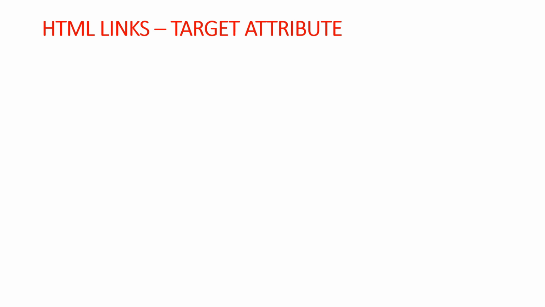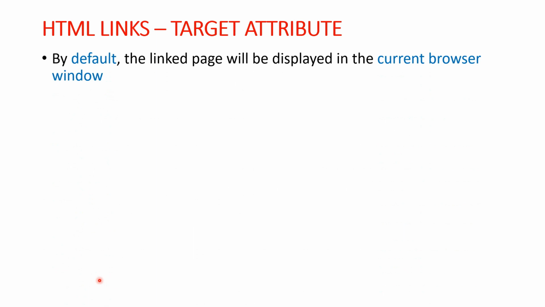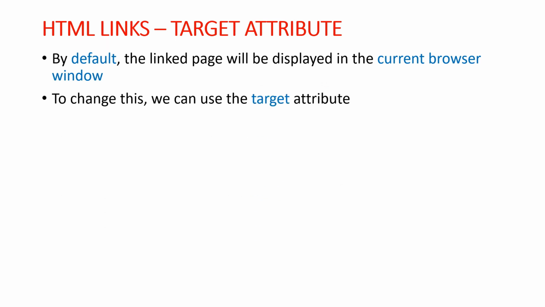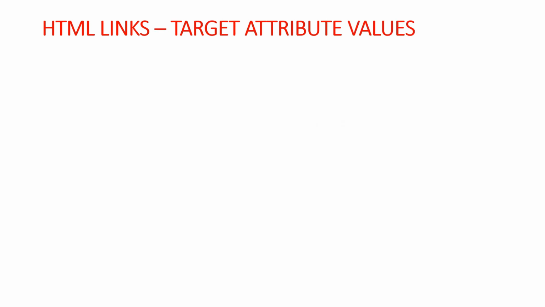Let's see what is the use of the target attribute. By default, the linked page will be opened in the current browser window. To change this behavior, we can use the target attribute. The target attribute defines where to display the linked document. Let's see the different values of the target attribute.